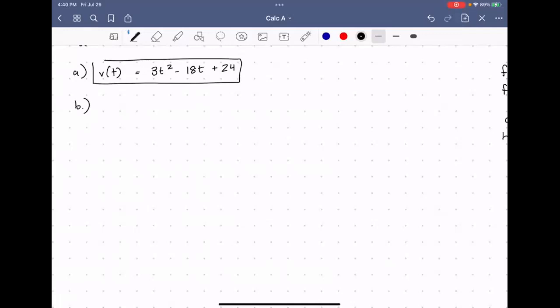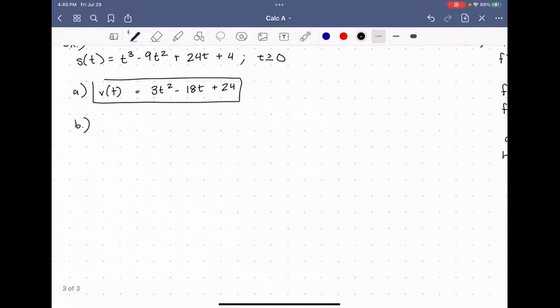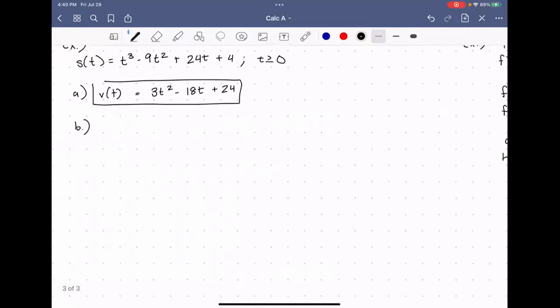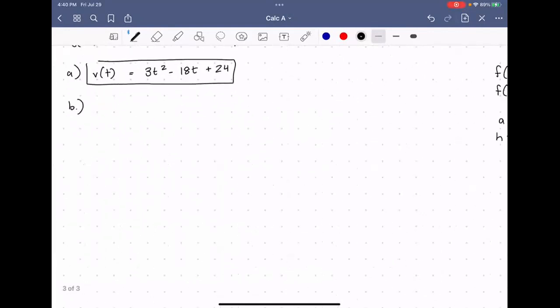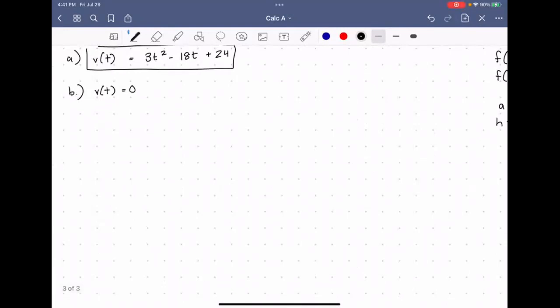Part B is asking, when is the particle at rest? When a question like that is asked, it's saying when v is equal to 0. So if we want to know when it's equal to 0, we just set v of t equal to 0. So v of t is equal to 0. So we're just going to go ahead and do 0 is equal to 3t squared minus 18t plus 24.